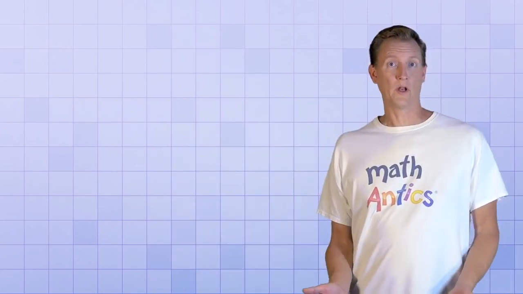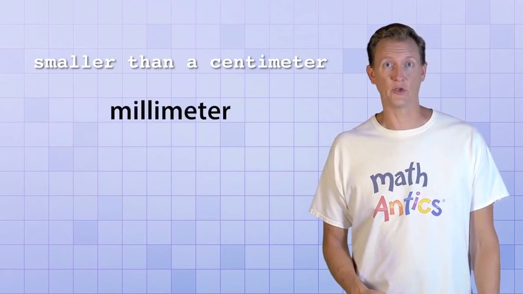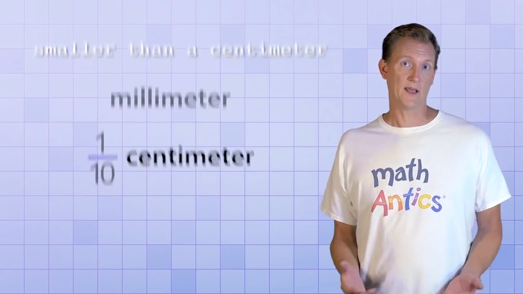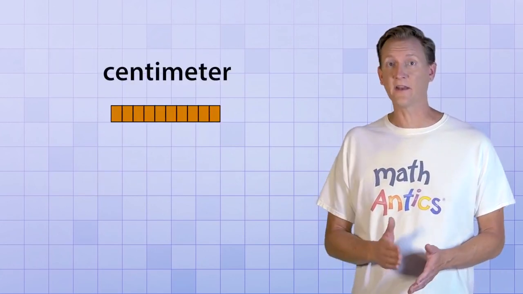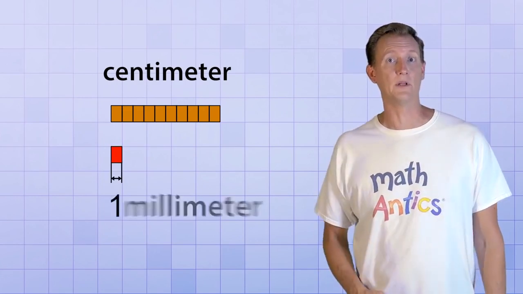Whoa. But what if you want to measure things that are smaller than a centimeter? Well, millimeters might be a good choice. A millimeter is exactly 1/10 of a centimeter. That means if you took a centimeter and divided it up into 10 equal parts, each of those parts would be the distance of 1 millimeter.